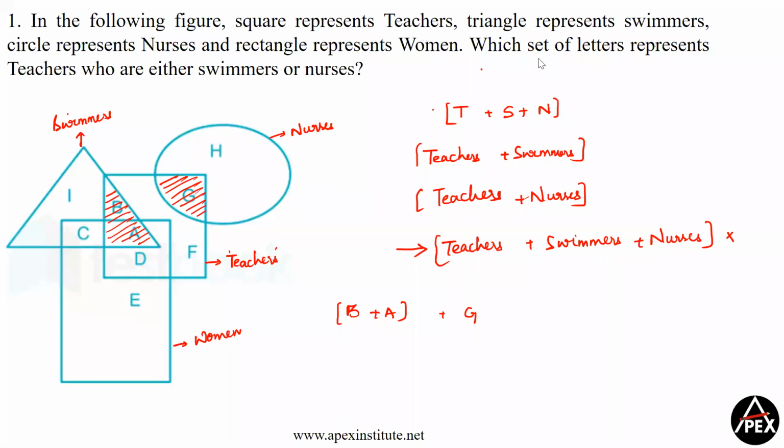So you need to identify those regions. Either or means either it can be teachers and swimmers or teachers and nurses. You should be considering both the regions. So what was asked in the question? Teachers who are swimmers. So what is the common region between teachers and swimmers? B and A, isn't it? Or teachers and nurses, isn't it? So what is the common region between teachers and nurses? G. So you need to consider these three. Okay. Now let us discuss one example.